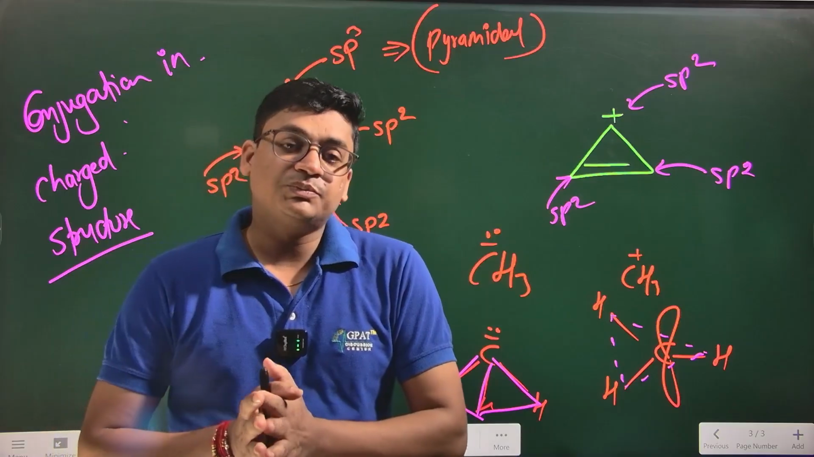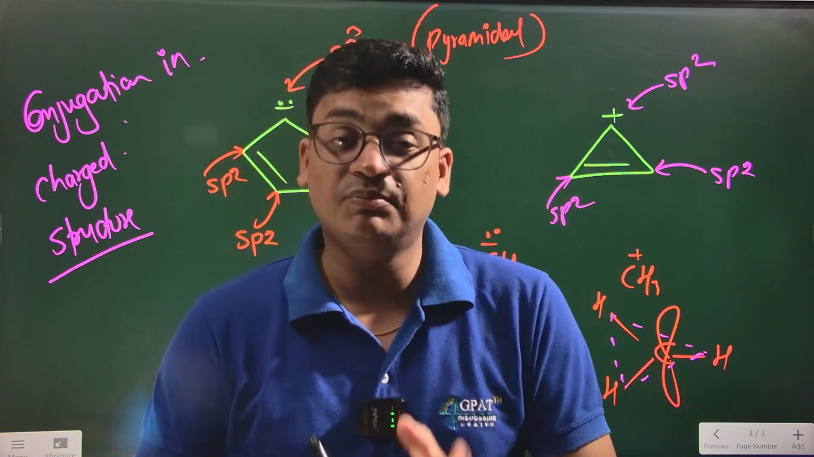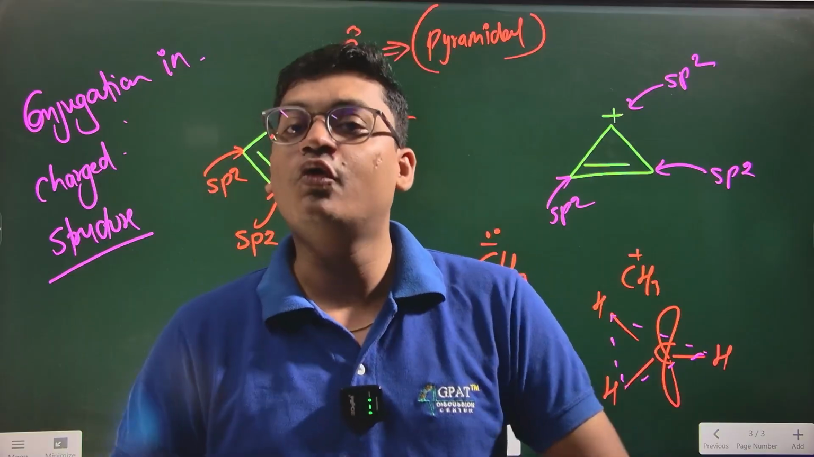And let's suppose we are having the total number of conjugated electrons, the complete electrons that are actually taking part in conjugation, equal to 4n.